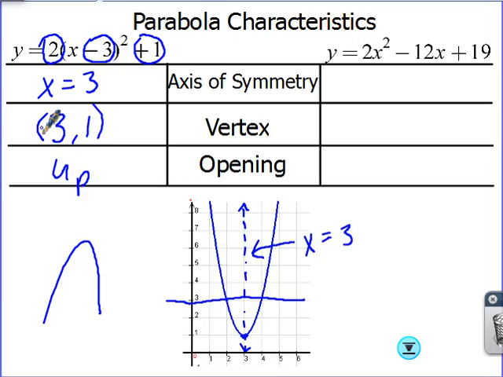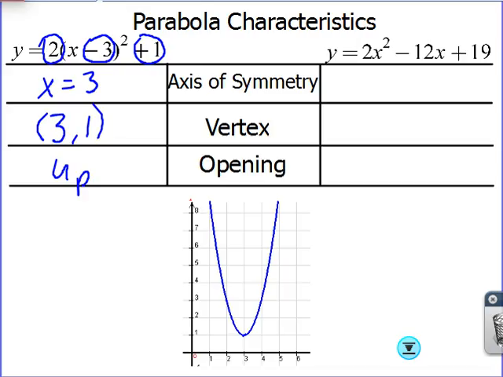Okay, now the other form. When a parabola is in standard form, it's easy to find the same 3 pieces of information. Let's start with opening. If the number out front is positive, it opens up. If the number out front is negative, it opens down. Again, these are simply the same 2 parabolas. We're getting the same information from 2 different forms.